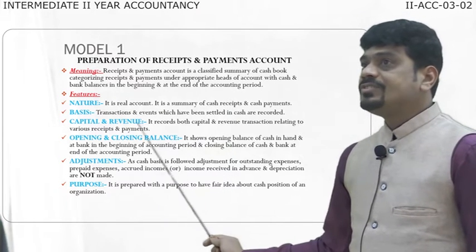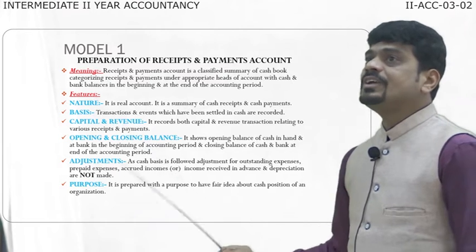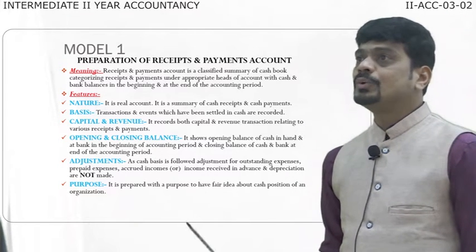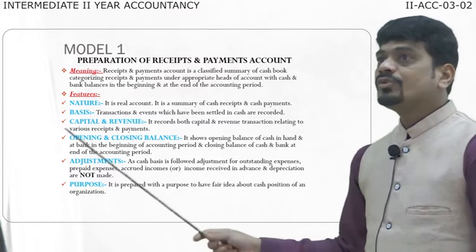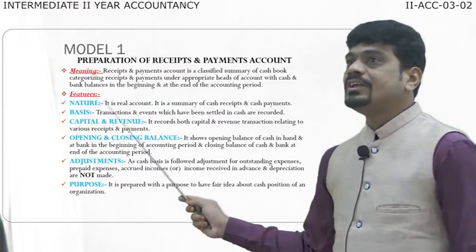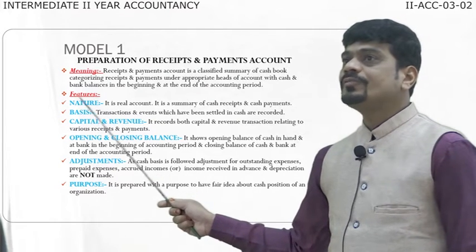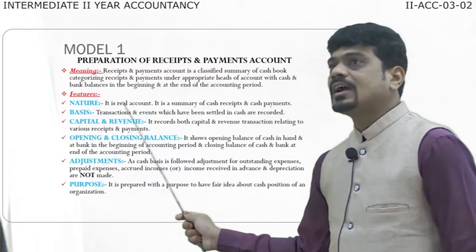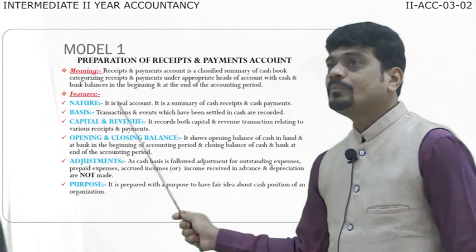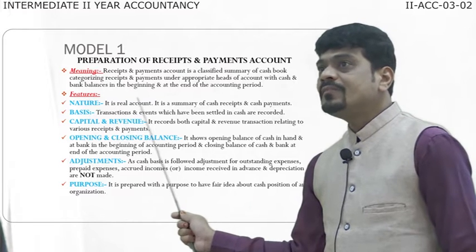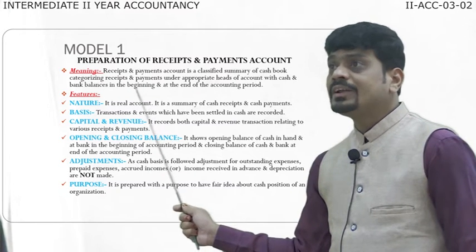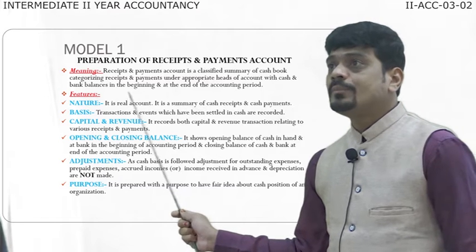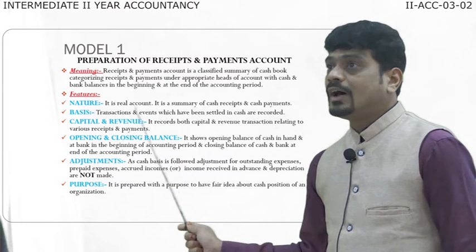Then what are the features? Once we learn the features of receipts and payments account, it becomes very easy for you to do the solution. So the first feature is the nature. What is the nature of receipts and payments account? The nature of receipts and payments account is a real account. Please do keep in mind, when you recall the real account, the rule must strike your mind: debit what comes in, credit what goes out.